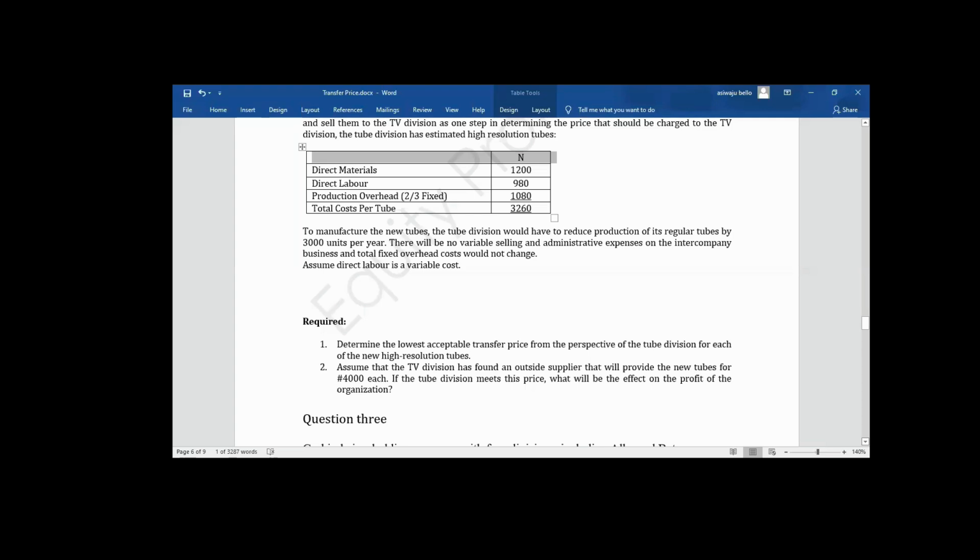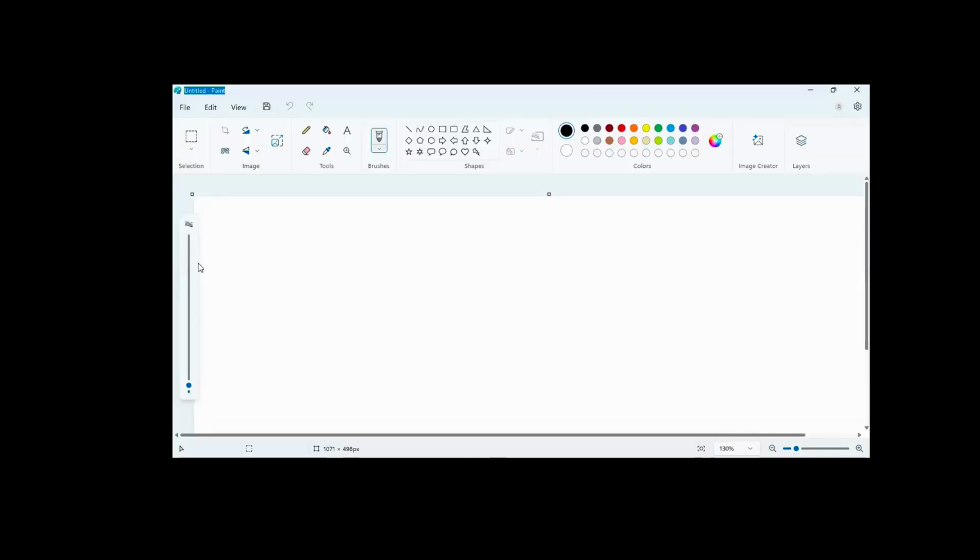That is, what is the relevant cost of manufacturing a new high resolution tube? If you now manufacture the new high resolution tube, when you have gotten the cost, that's okay. If you manufacture this new tube, we are going to sacrifice 3,000 regular tubes. You now ask yourself, what is the opportunity cost of sacrificing 3,000 units of regular tubes? You now add it to the relevant cost. In fact, I have done my explanation. So let us go to the whiteboard. Good to go?